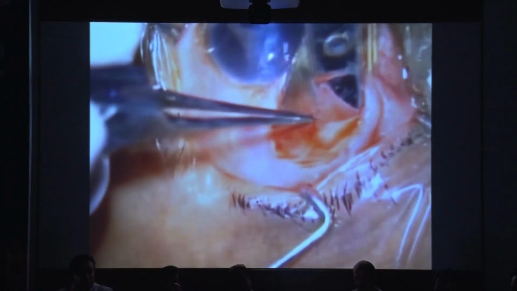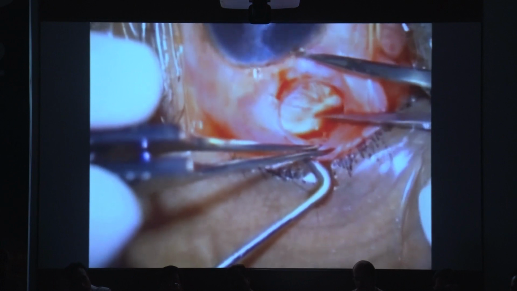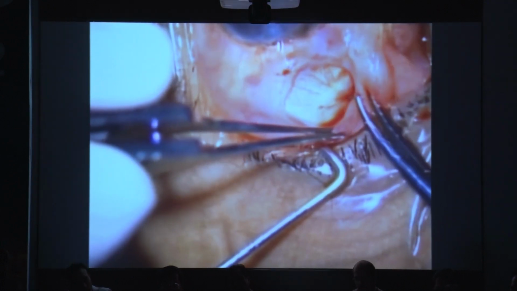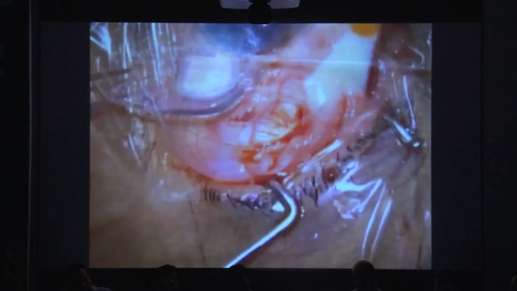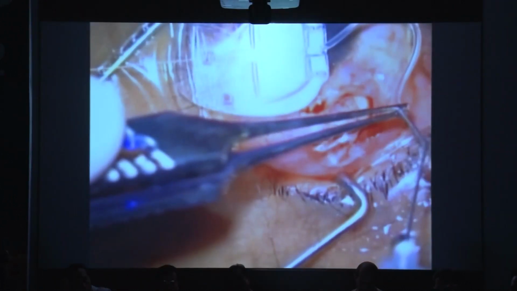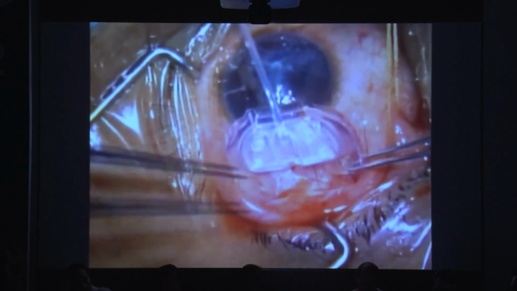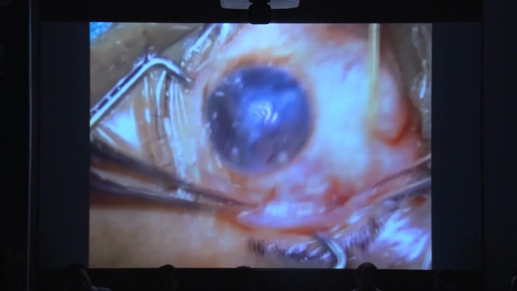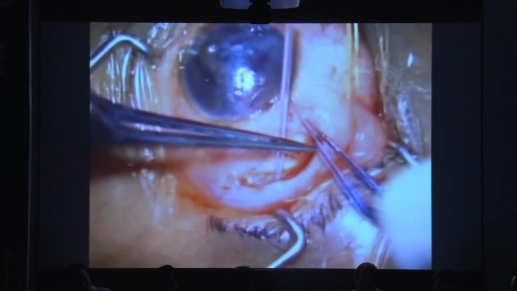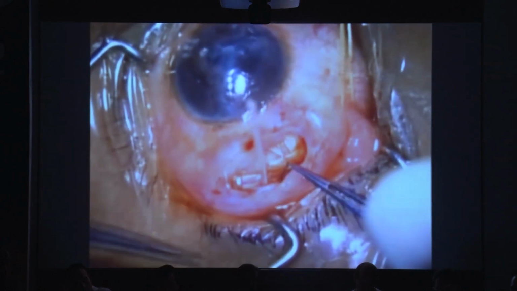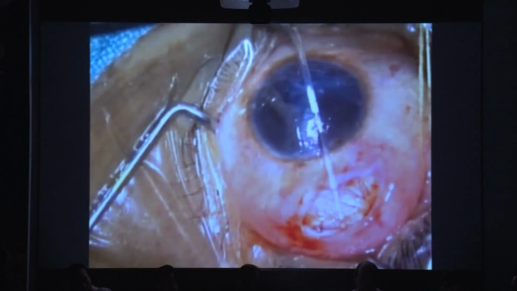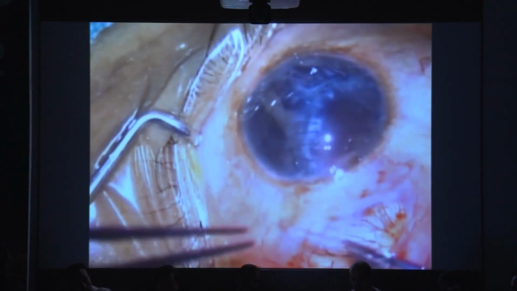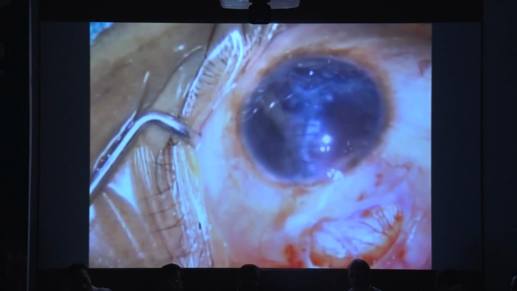This shows conjunctival dissection for the Ahmed valve. The valve was planned to be placed 8 mm behind the limbus. This shows the priming of the Ahmed valve. The valve was placed in the superotemporal quadrant. The tube was cut to an approximate size and was tucked under the conjunctiva.